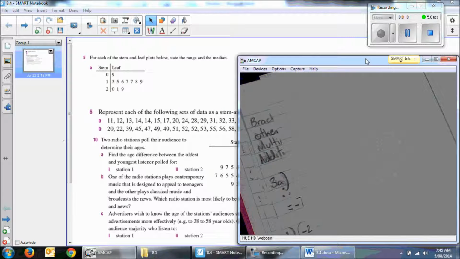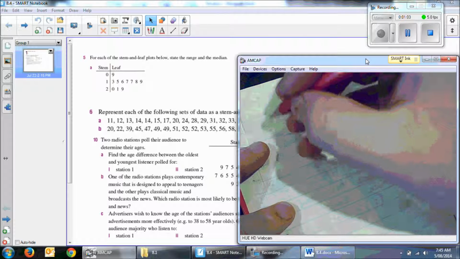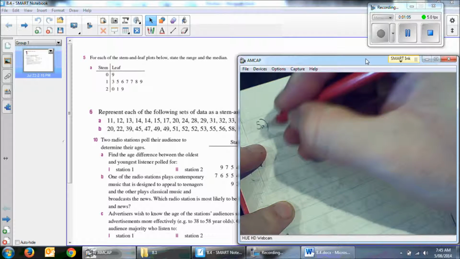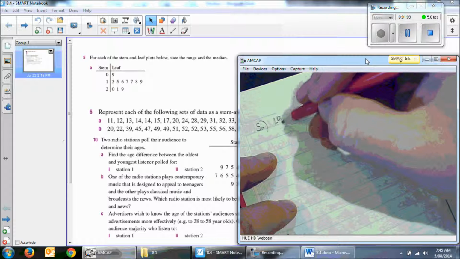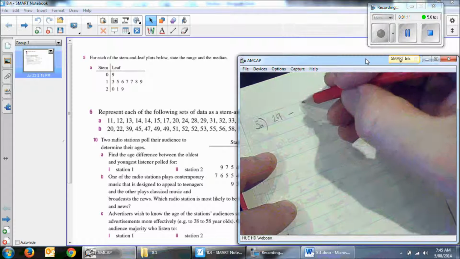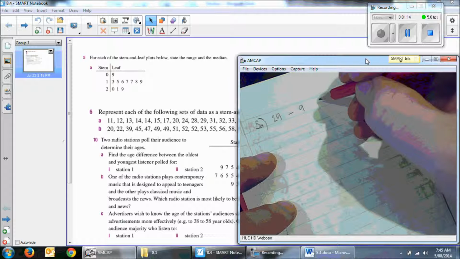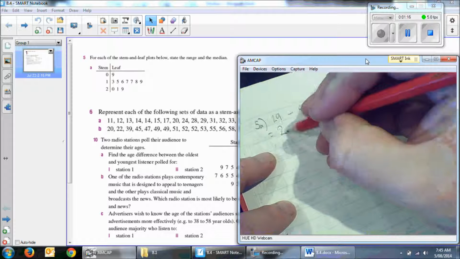So all we need to do, this one, 5A, is take the largest number, which is 29, and take away 9. So our range is 20.